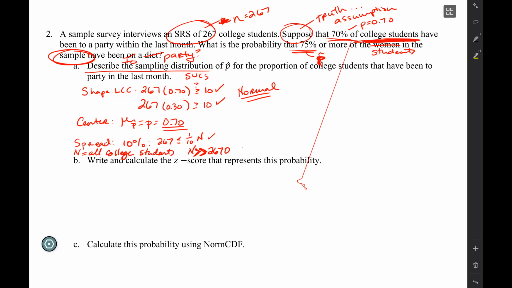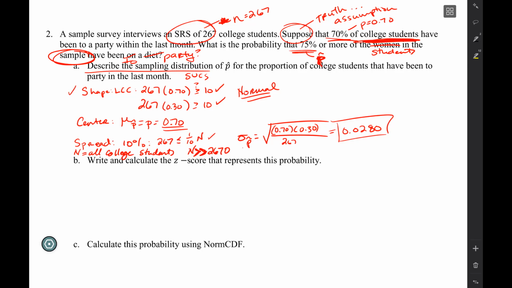So that allows me then to calculate sigma sub p hat by doing this formula, p times 1 minus p all over n, and then taking the square root of it, where p is 0.7, 1 minus p is 0.3, and then my sample size is 267. Again, I'm not going to show you punching this in the calculator. That's something you can do for yourselves, but we end up with 0.0280. There we go. So now we've described our shape, center, and spread. Done, done, and done.